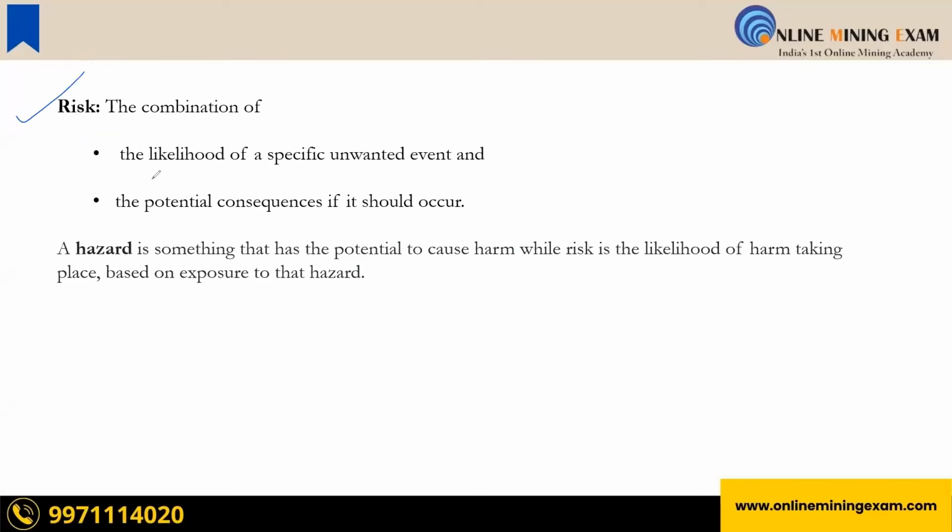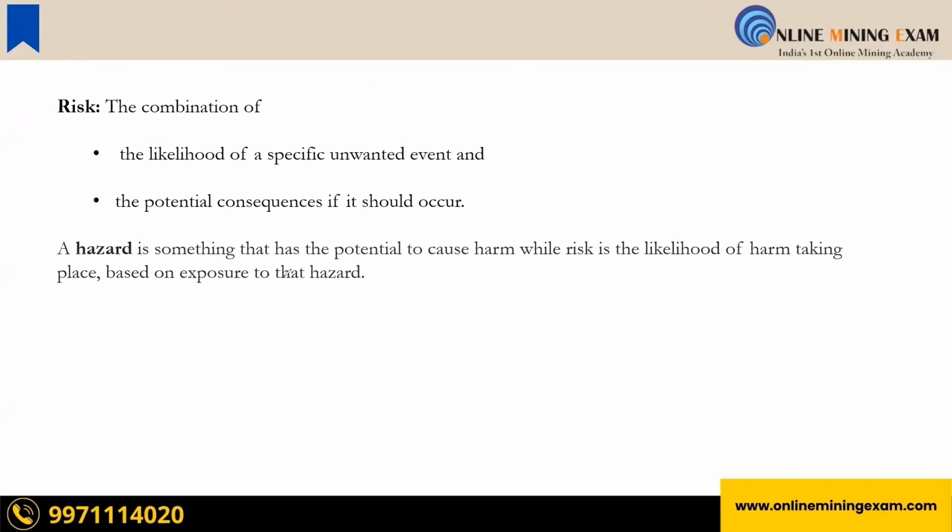So risk is the combination of likelihood of a specific unwanted event and the potential consequence if it should occur. Okay, so likelihood, what are two important words here? Likelihood and consequences. These are two very, very important keywords while defining risk. So always remember these two very important keywords. Number one is likelihood, number two is consequences.